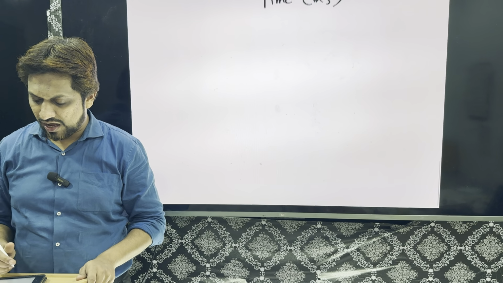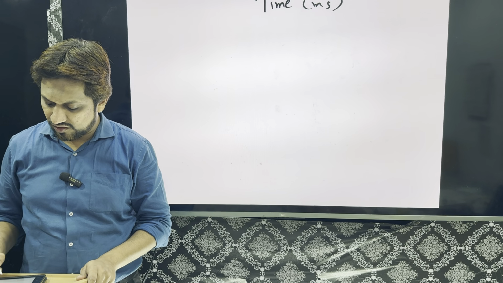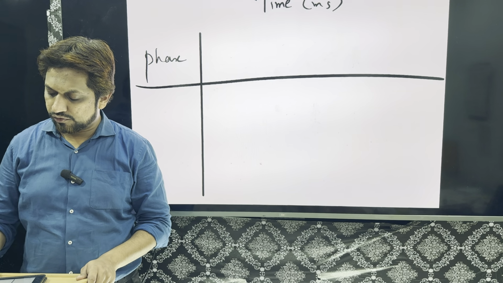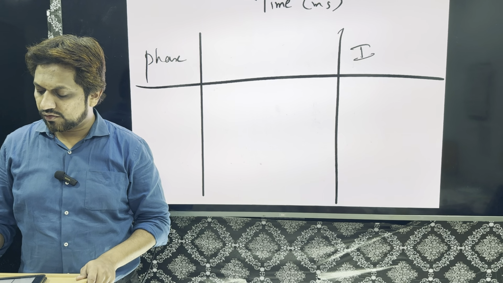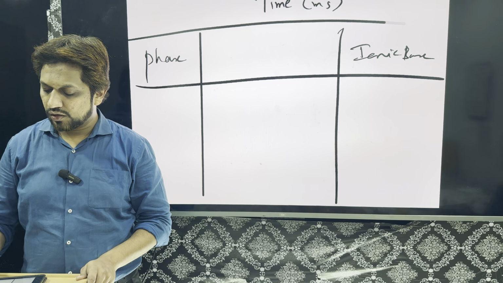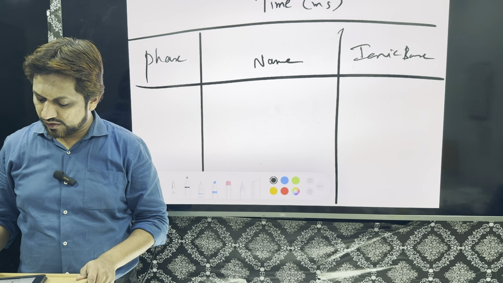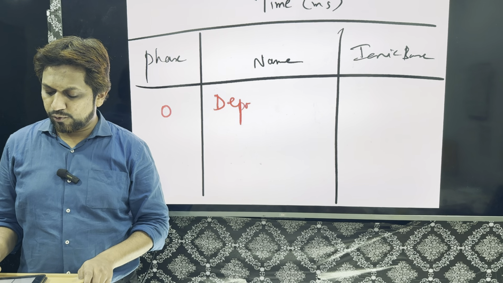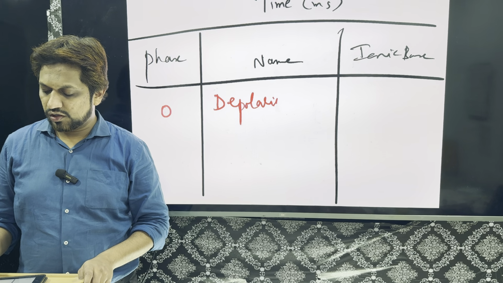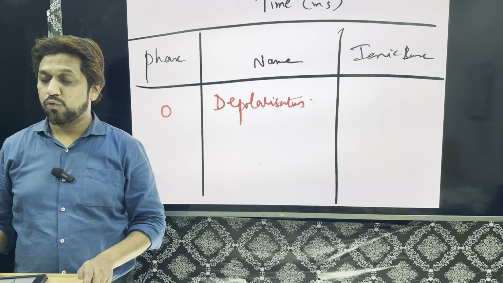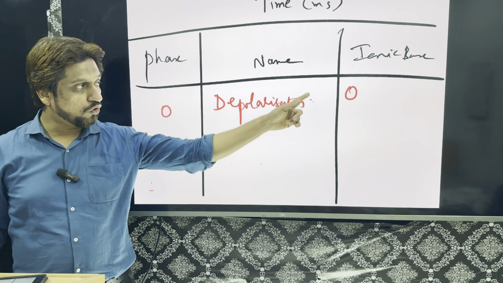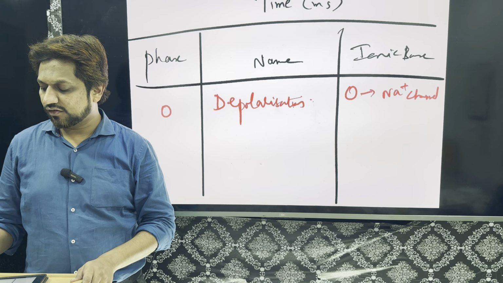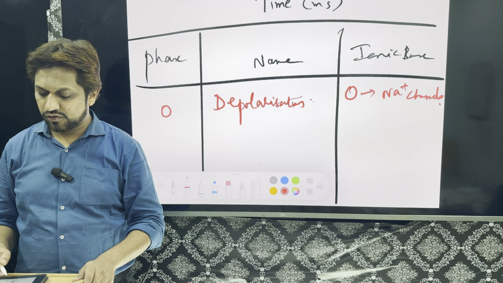Let me write here to have a clear concept. I'll write the phases here. First phase, then the name of that phase, and the ionic basis. So the first phase is termed the zero phase, and the name of that phase is depolarization. What is the ionic basis? It is due to opening, I will write O for opening, of the voltage gated sodium channels. So this is the zero phase or the first phase.